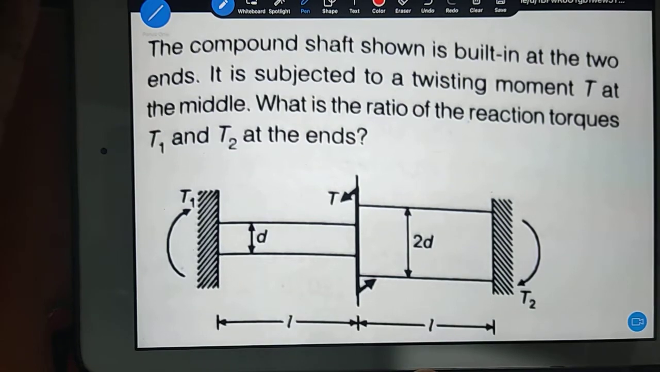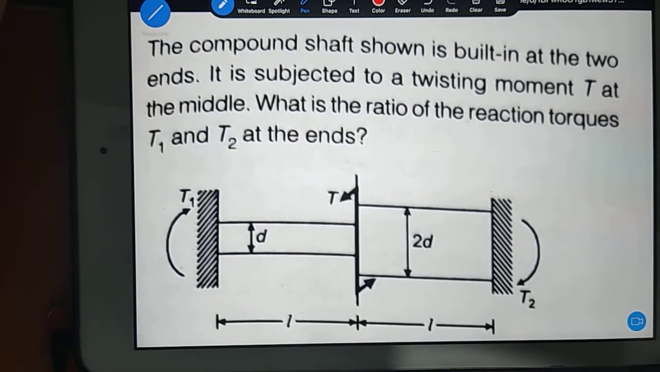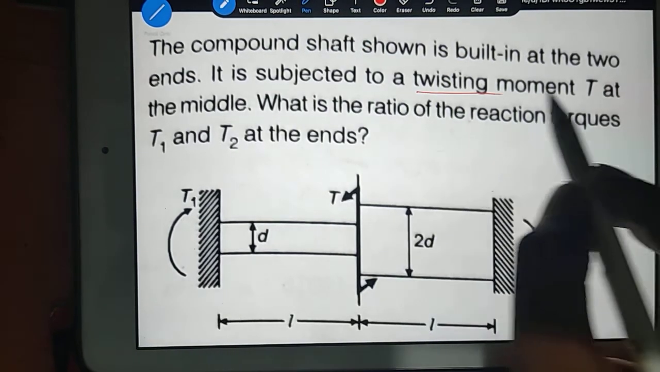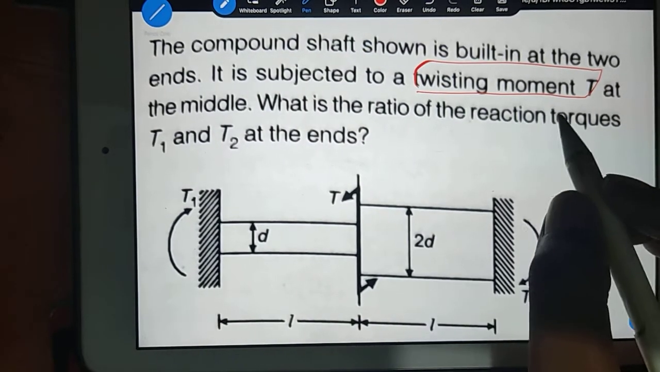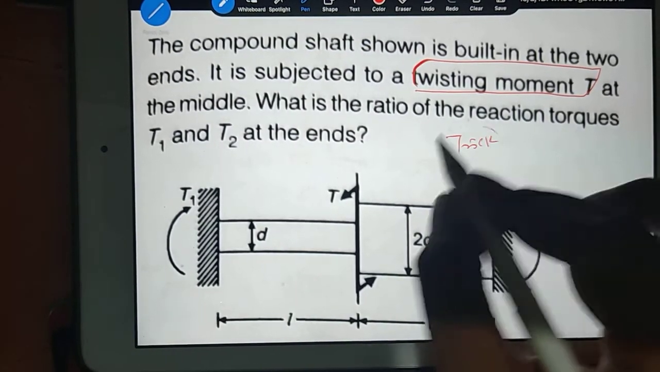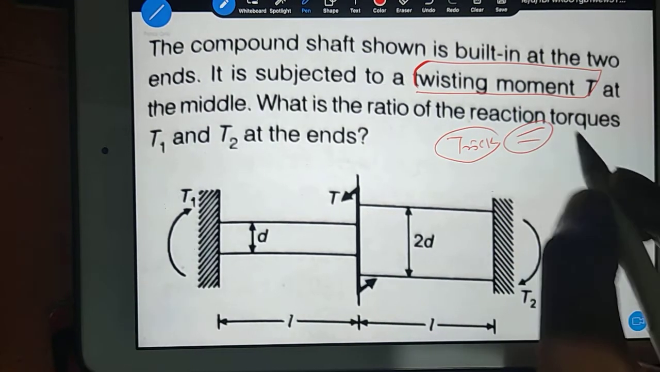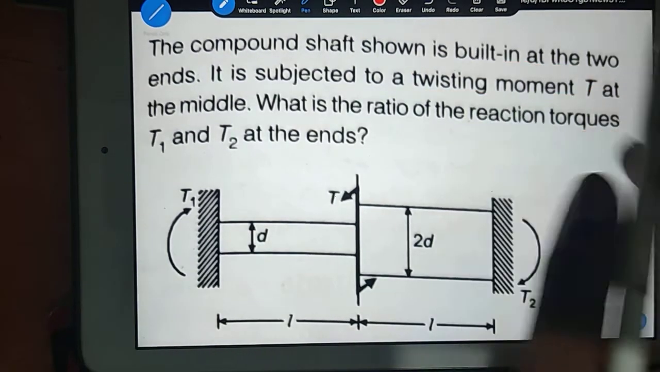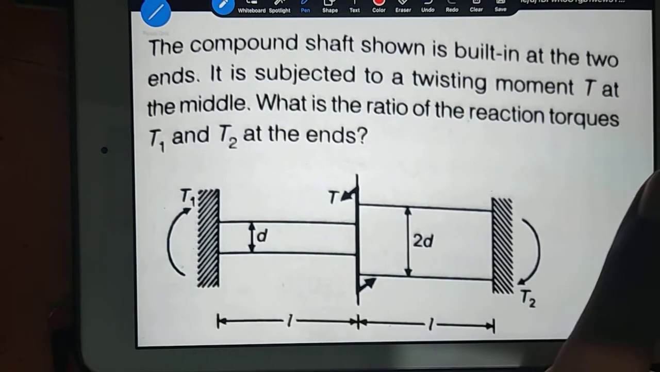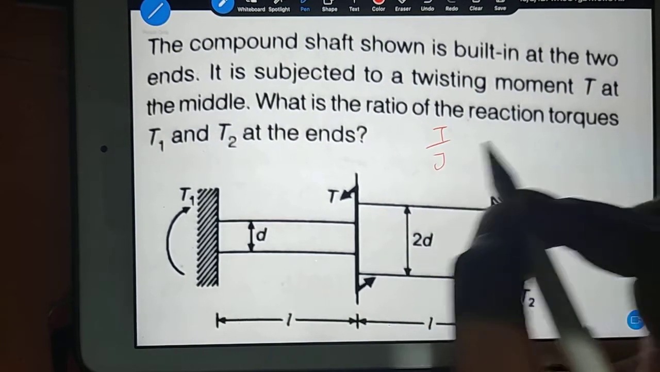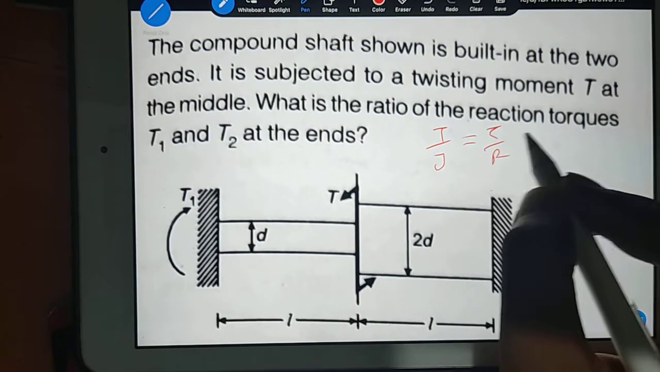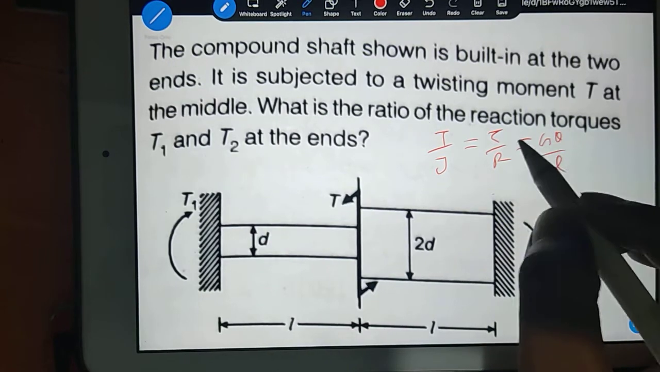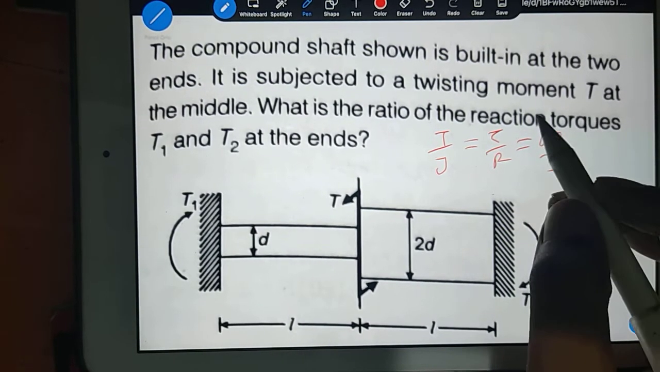Now how will you calculate this? Always keep in mind, whenever they are asking a question on the twisting moment, you have a very beautiful trick. Any question you check, mostly, 95% this trick will work. Any one thing will be constant in the equation. You have the equation T/J = τ/r = Gθ/L. In this equation, any one thing will be constant.